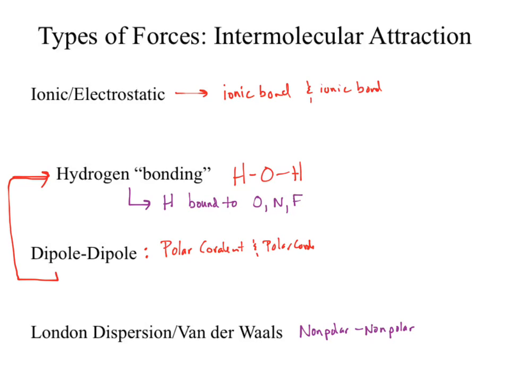Why is it stronger than dipole-dipole? Hydrogen is pretty much the lowest electronegativity we can get without becoming a metal. Oxygen, nitrogen, and fluorine are all the highest electronegativity we can get. Okay, so we're taking the lowest electronegativity and the highest. We're starting to approach as close as we can possibly get to the ionic bond.